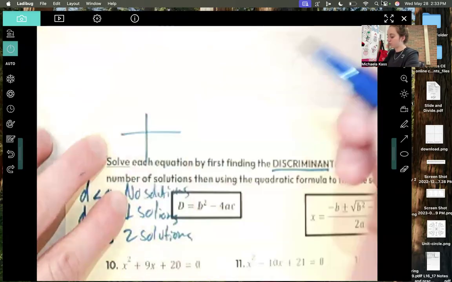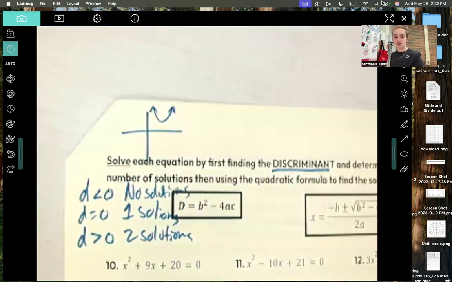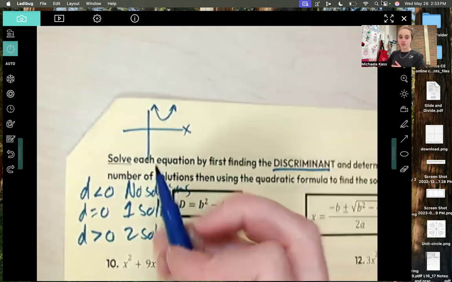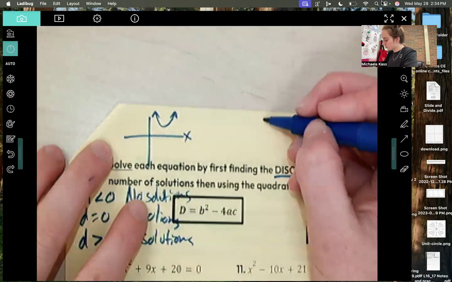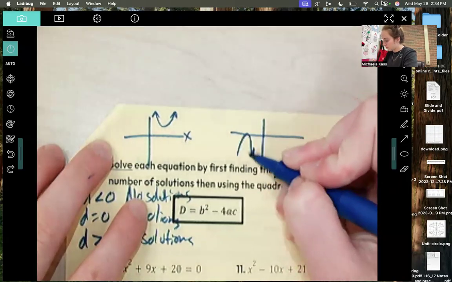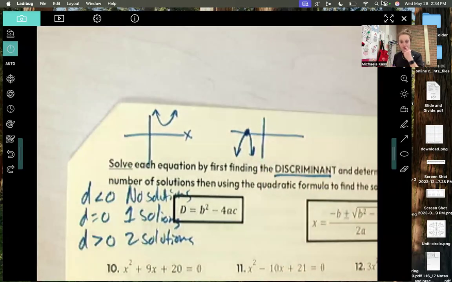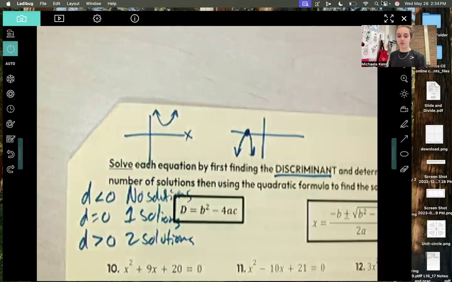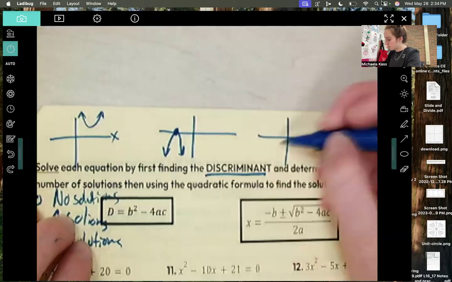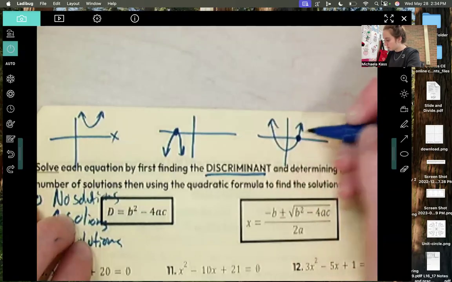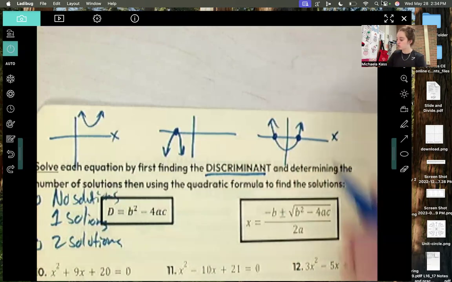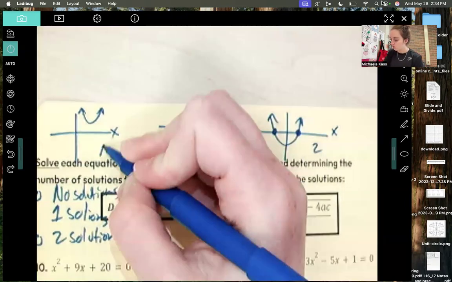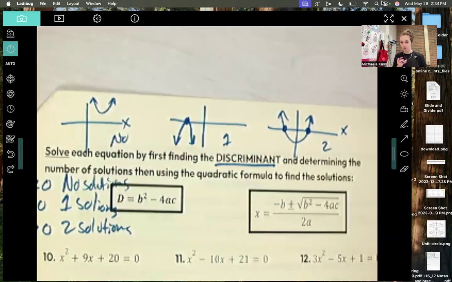No solutions means it will not ever touch the x-axis. So you see the x-axis is here. This is no solution. Never touching. No answers. No solutions. Okay, one solution looks like this. Touched one time right there. That's one solution. One x-intercept. Okay, and two solutions look something like this, right? It touches twice on the x-axis. We don't care about the y-axis for this, okay? It's only strictly the x-axis. This is two solutions, one solution, no solution. Okay, make sure you know that.